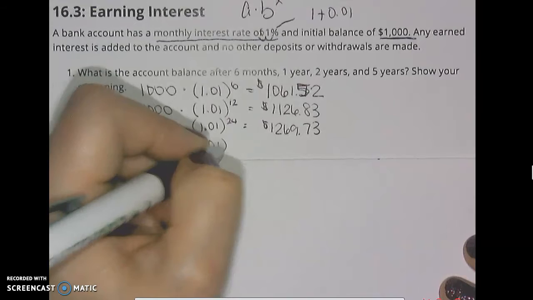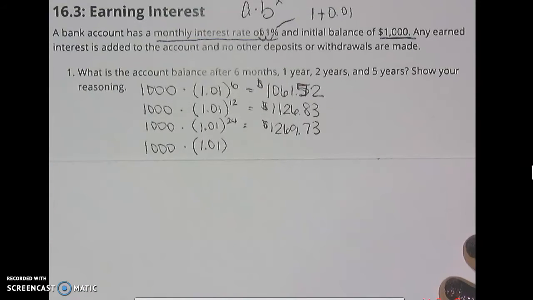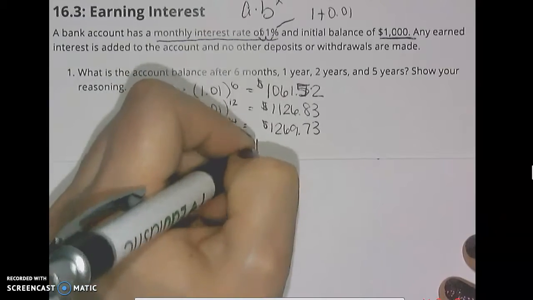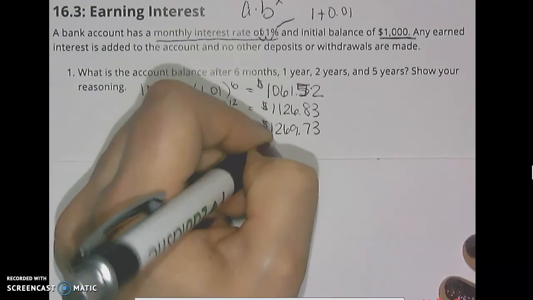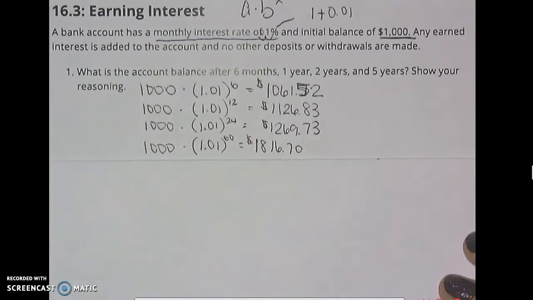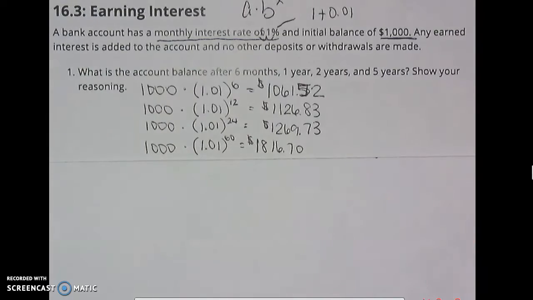And the last one, it asks us for 5 years. So if there's 12 months in a year and there are 5 years, we're going to take this to the 60th power and get $1,816.70. Now, this is all dependent upon the fact that you're putting $1,000 in and you're not doing anything else with it. Sometimes people will open a particular savings account just to save money that they know they're not going to touch, not put more money into or take more money out, just so that it grows more as you go.